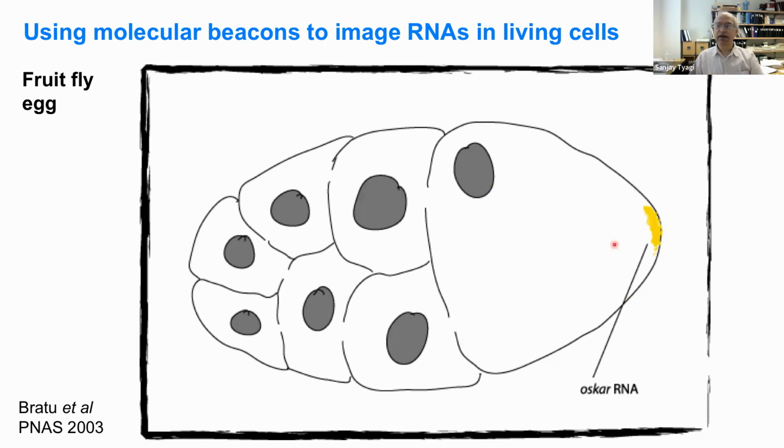So for example, this RNA called Oscar is localized at the anterior tip of the growing oocyte. And this would decide that this end of the organism will be the head of the fly. And then there are other RNAs that are localized here. So we made a number of probes for Oscar RNA, and we would inject them into this egg.